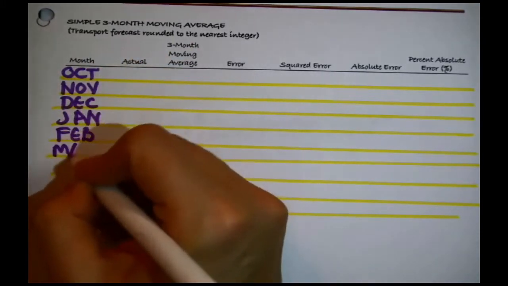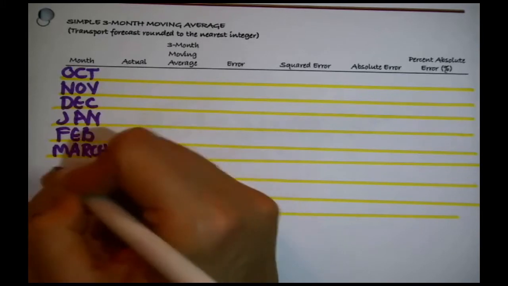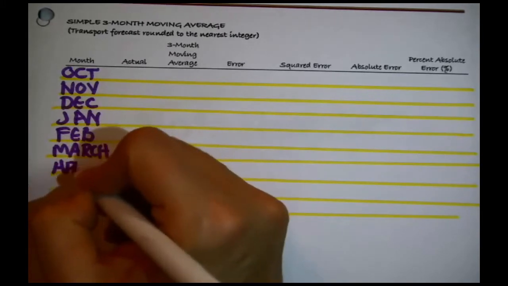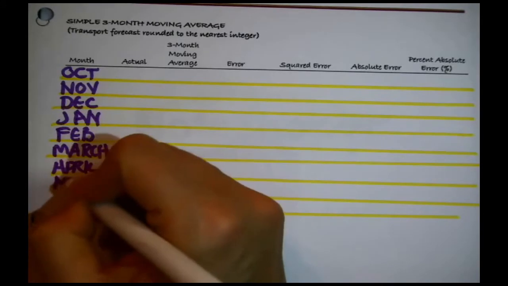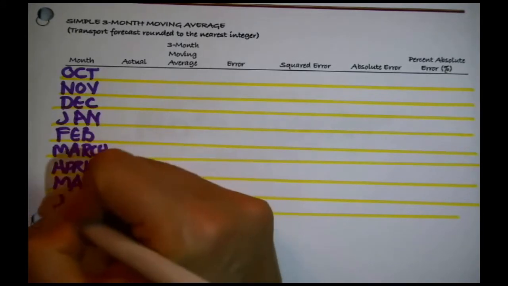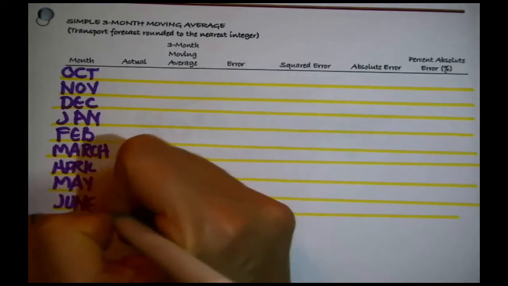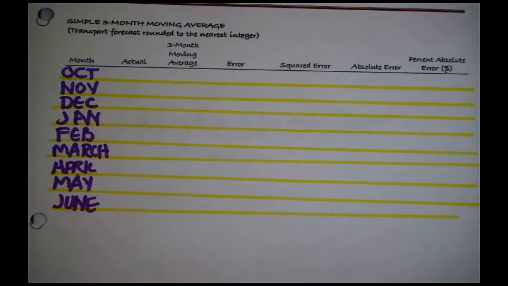February, March, April, May, and June. Nice and bold, so I don't lose track of their identities. The actuals, let me get that where I can see it.